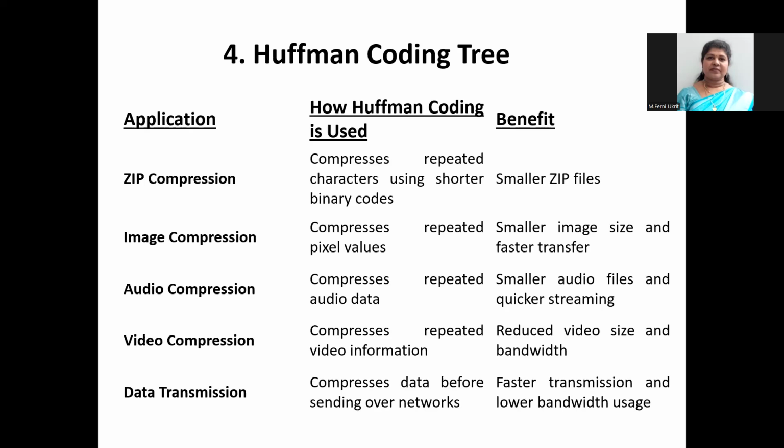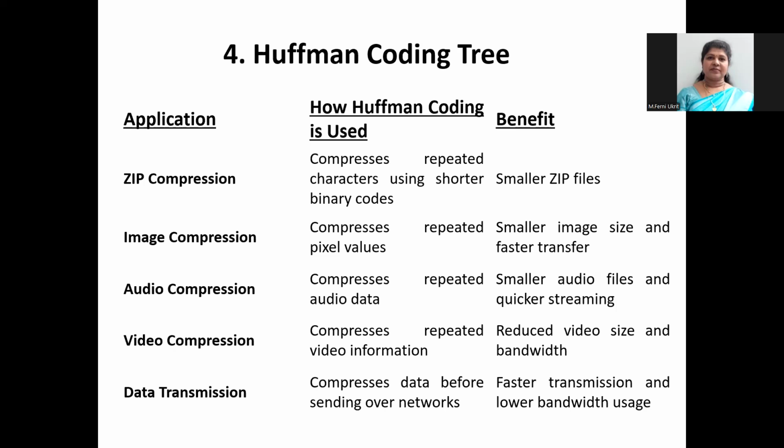Next, we'll see them one by one. ZIP compression. Normally, it compresses repeated characters using short binary codes. In text and other files, it will replace frequently occurring characters with short binary codes. Mainly the benefit will be smaller ZIP files, faster storage, and quicker file sharing.